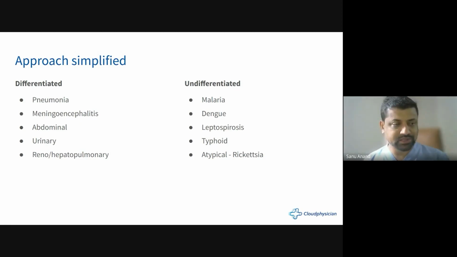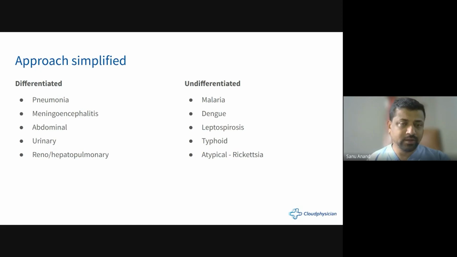Now, broadly, when you actually look at this, the approach that I follow is, of course, we do have to have the syndromic approach in the back of our mind. Put the illness in one of these five categories. Is it a pneumonia? Is it a meningoencephalitis? Is it an abdominal illness? Is it a urinary tract infection? Or is it renal or hepatopulmonary or renopulmonary? Broadly, all tropical infections which are differentiated fall into one of these five categories.